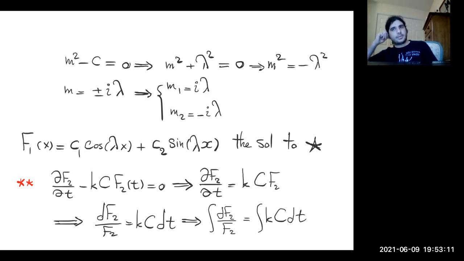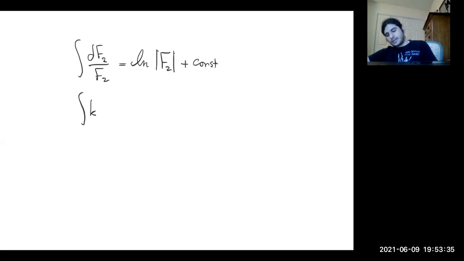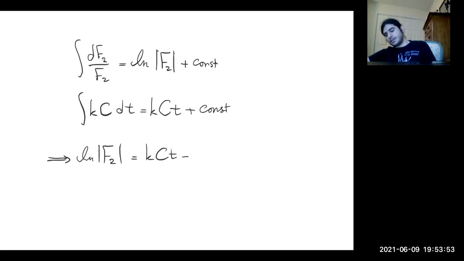Is there any question up to this point? Everything's good? Great. So the left-hand side, the integral of df2 over f2 is equal to ln of absolute value of f2 plus constant, and the integral of kc dt is equal to kct plus another constant. Therefore, we would have ln of absolute value of f2 equals kct plus constant.